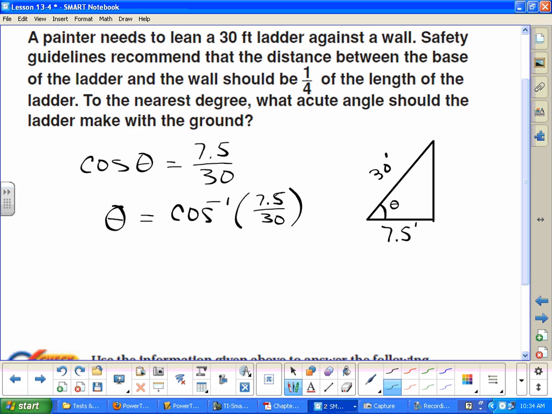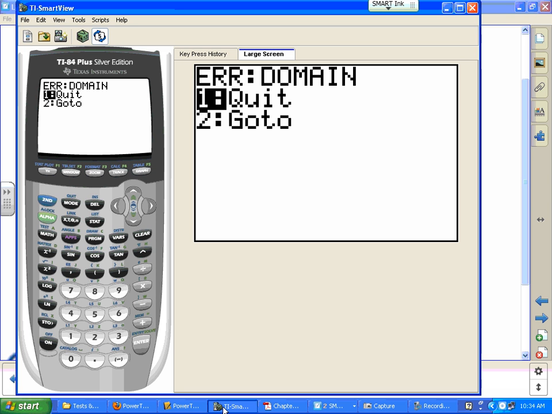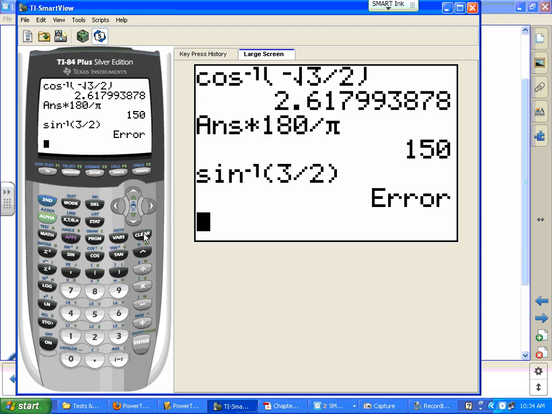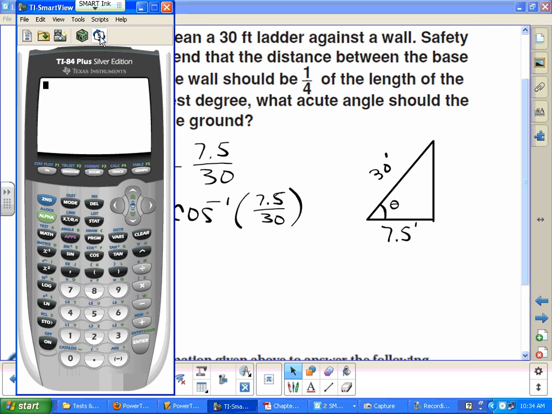So to find theta, I'll do the inverse cosine. So I take out my calculator, clear this, and do inverse cosine of 7.5 divided by 30. And we get 1.318. What's wrong with that answer?